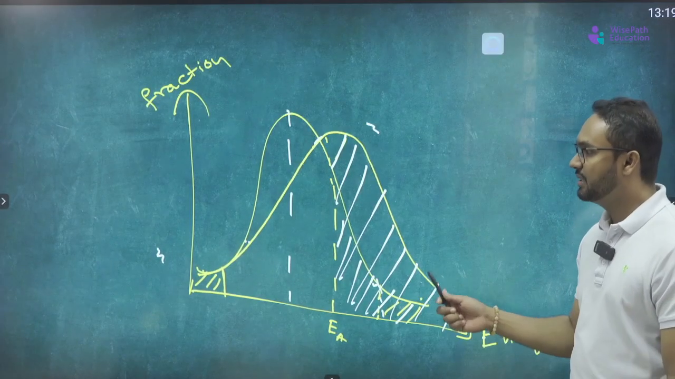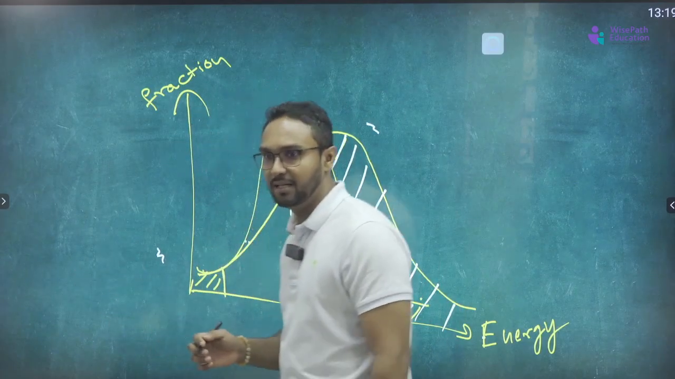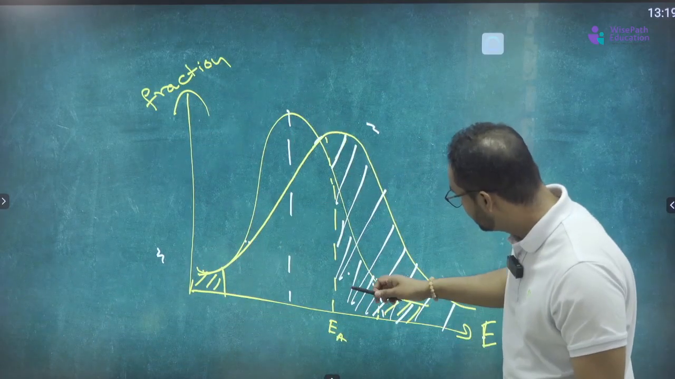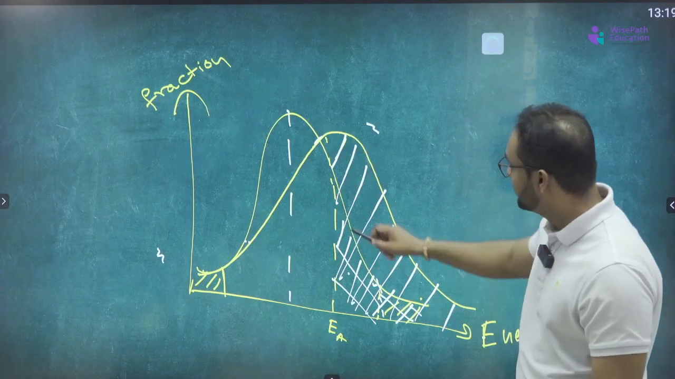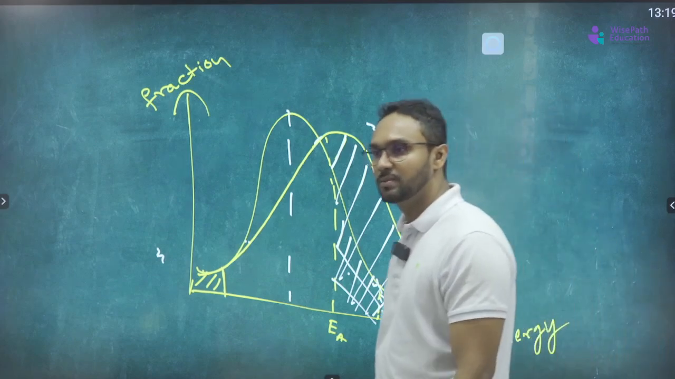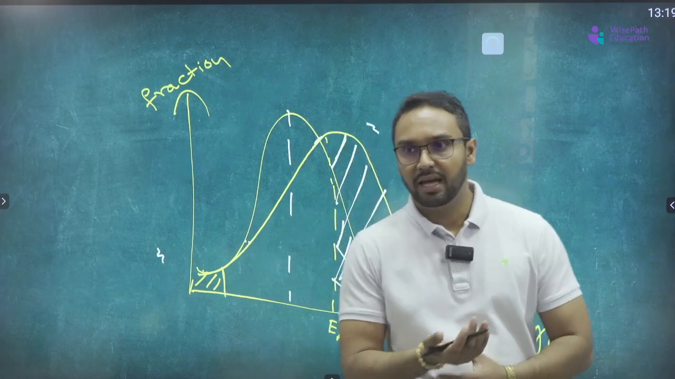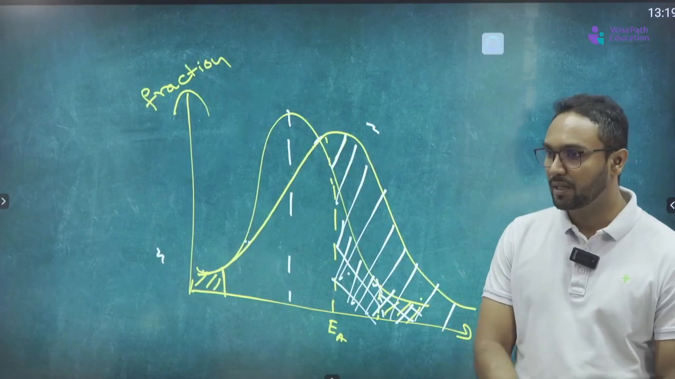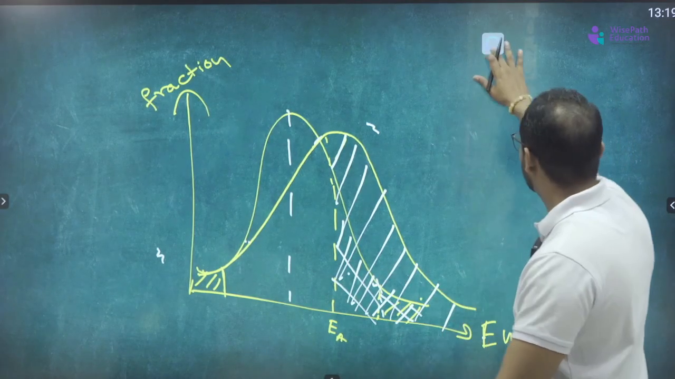After increasing the temperature, the rate of reaction increases in this way. Because earlier only this number reacted, but now all of these react. So if asked to show with the Boltzmann curve how the rate of reaction increases when temperature is increased, this is how you show it. Get it? Right. Come back to the theory.